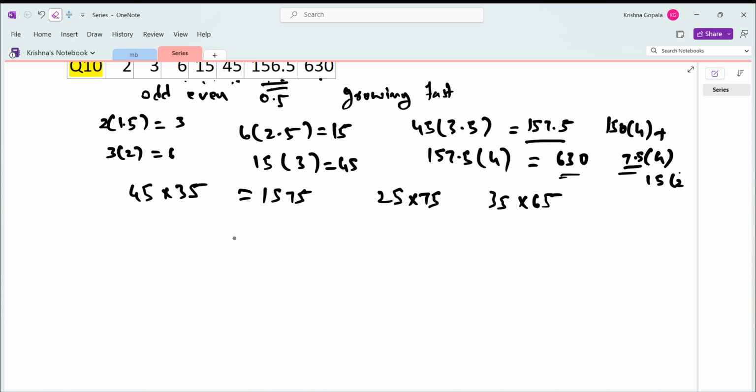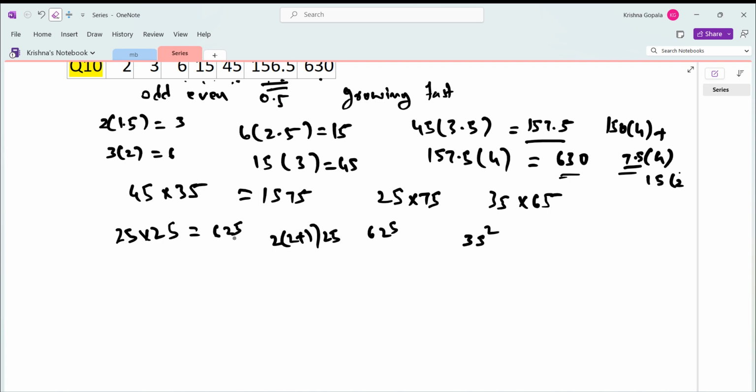There's a simple trick here. We all know 25 into 25. What we do is 2 into 2 plus 1, which is 2 into 3, 6, and then we put 25. So 625.